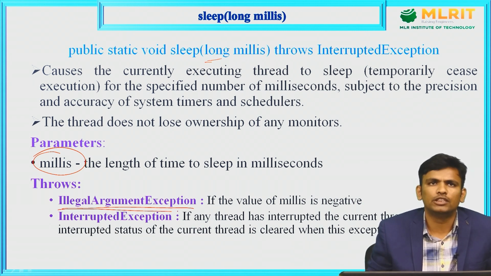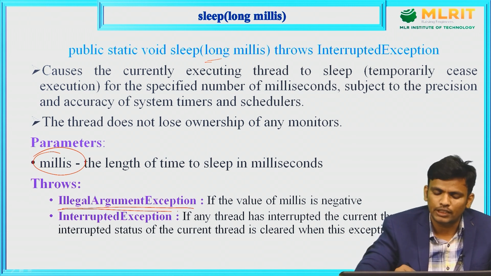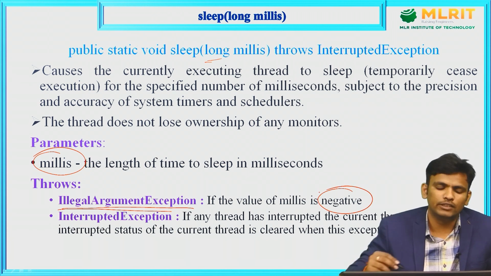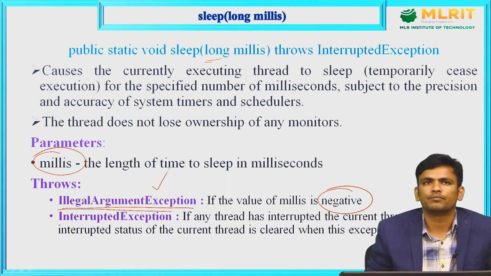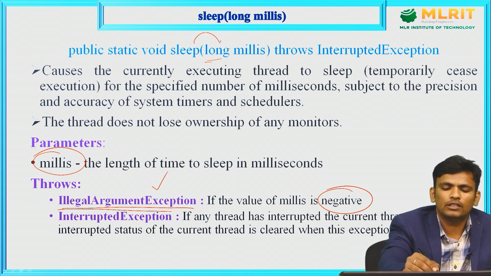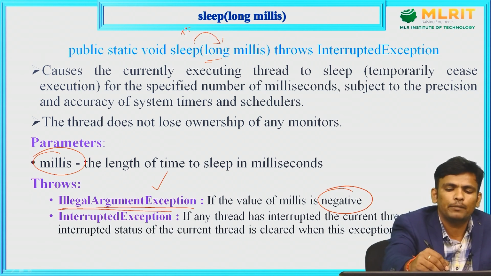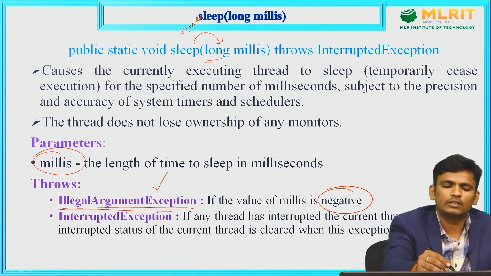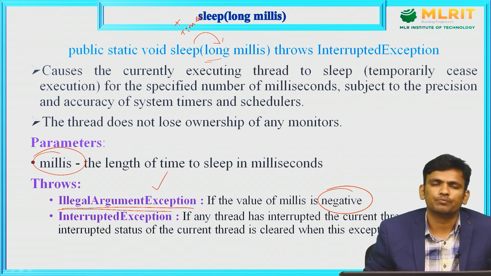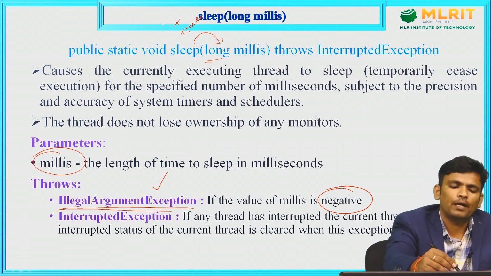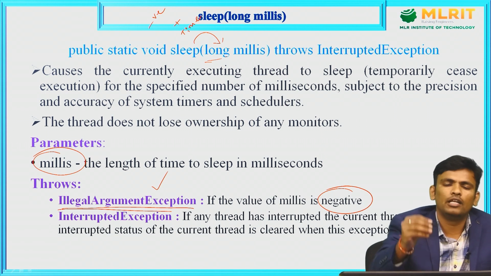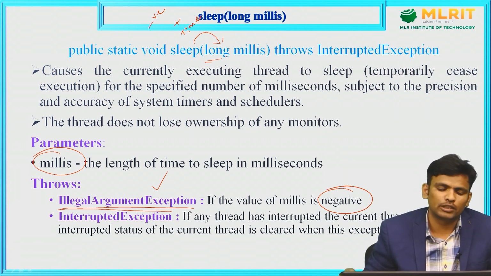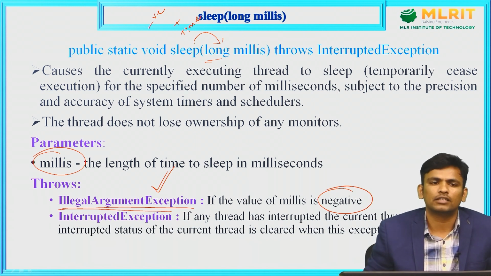When will it generate the IllegalArgumentException? You can see here, if the value of the milliseconds is negative, it will generate IllegalArgumentException. In the sleep method we need to pass the time in milliseconds, but the time value is always positive. By mistake, if you pass any negative value as the argument, it will throw an exception. The exception name is IllegalArgumentException. So compulsorily we need to pass the time as a positive number.